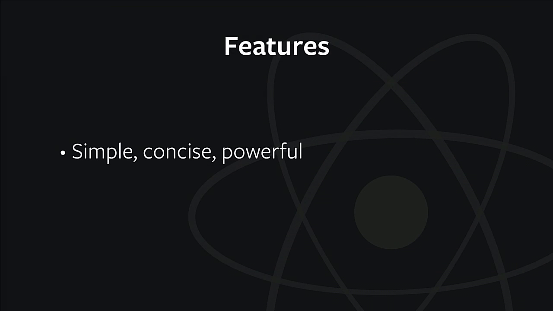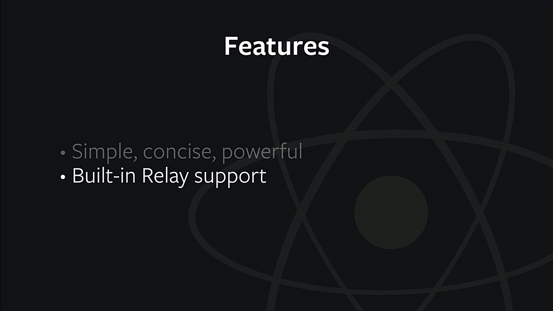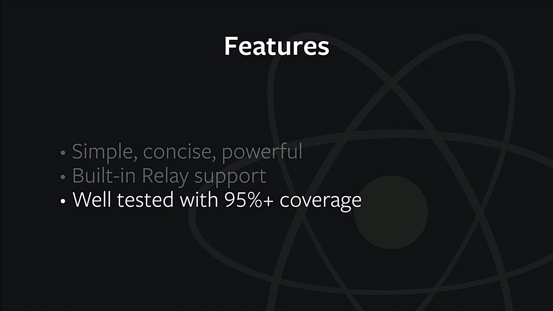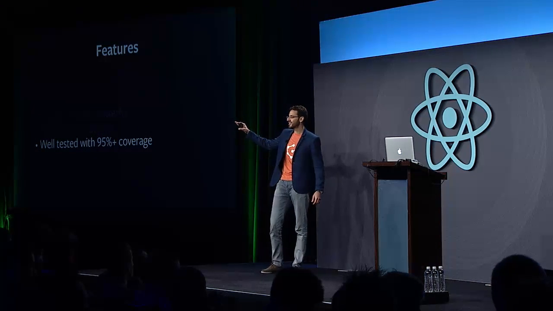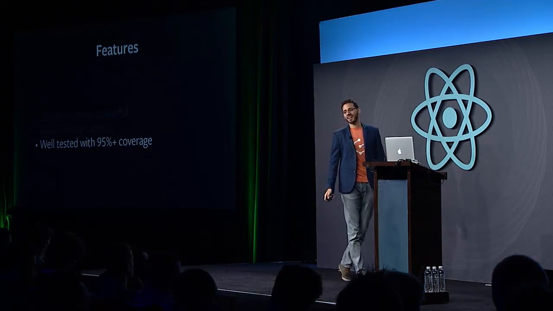So what are the features of Graphene? It's very simple, concise, and powerful. Also, we have built-in Relay support, so you can start playing with your front-end quite easily. Also, it's very well tested. Thanks to that, we were able to go from the first prototype to the second one to the final version without doing any breaking changes. And the community really loves that. We support our community.